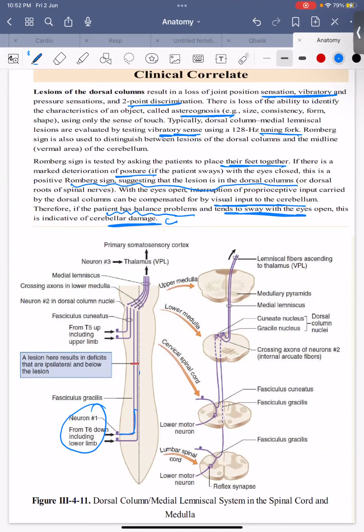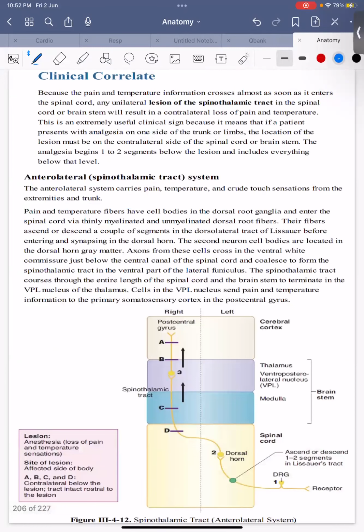Together, these come to the second order neuron at the level of the nucleus cuneatus and the nucleus gracilis, in the lower part of the medulla. Then they decussate in the form of the internal arcuate fibers, and now they are known as the medial lemniscus. The medial lemniscus will go to the VPL nucleus of the thalamus and the primary somatosensory cortex. So these are the dorsal column medial lemniscus.